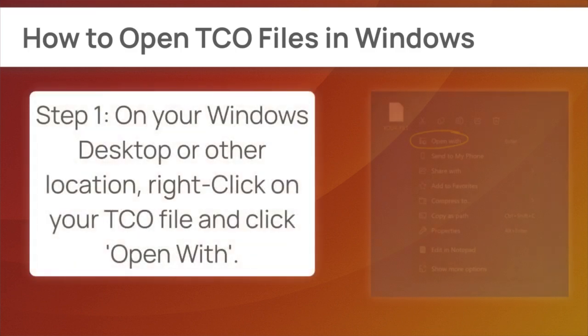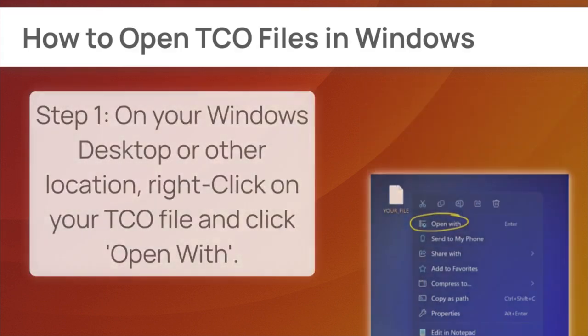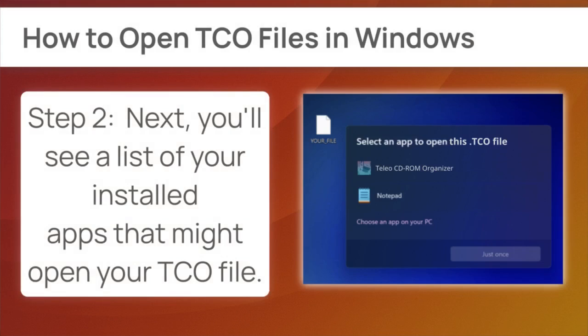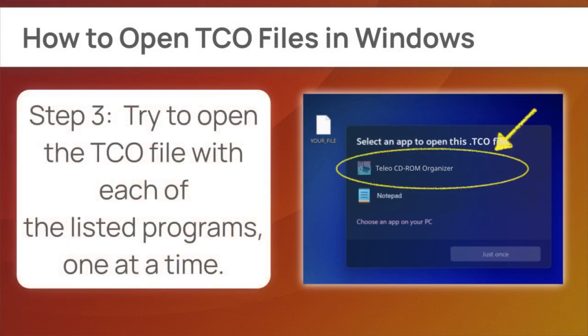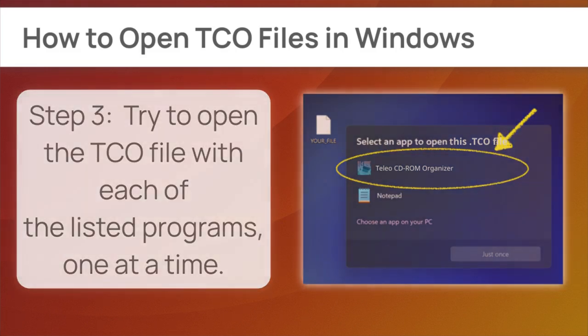To bypass the file reading error, right-click the TCO file and choose Open With. Prioritize Teleo CD-ROM Organizer if available. If absent, choose another application. We are searching for the correct file association.